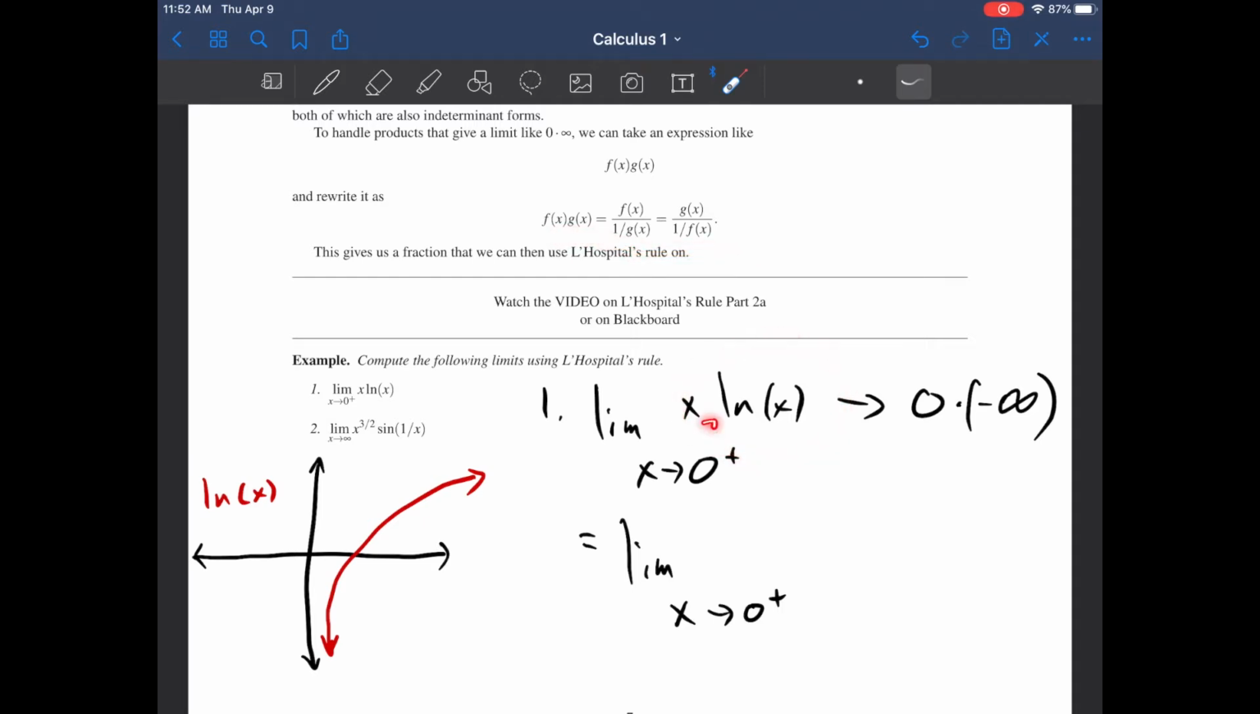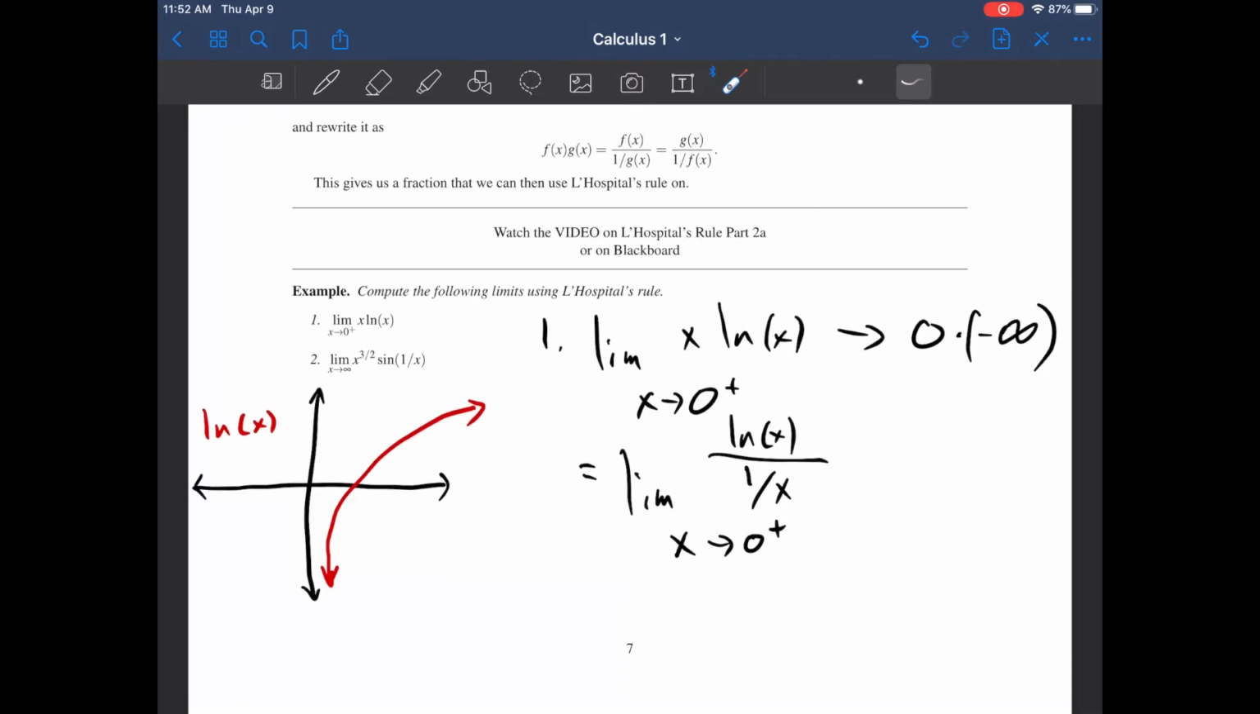Here, we're actually going to send this x down to the denominator. So we're going to write ln of x divided by, not x, but 1 over x. If you think about it, dividing by 1 over x is the same as multiplying by the reciprocal of 1 over x, which is just x. So these two expressions are the same thing.